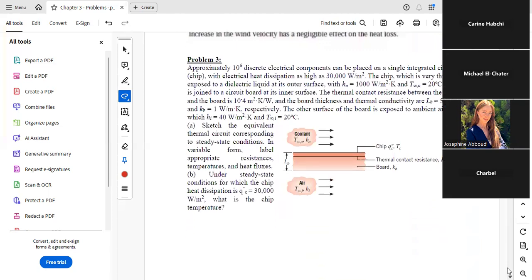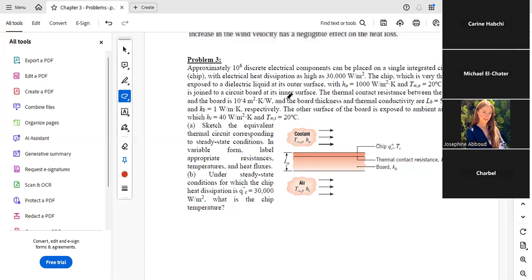Another problem: approximately 10 to the power 6 discrete electrical components can be placed on a single integrated circuit with electrical heat dissipation as high as 30,000 watt per meter square. The chip, which is very thin, is exposed to a dielectric liquid at its outer surface with the convective coefficient given and T infinity outer given, and is joined to a circuit board at its inner surface.